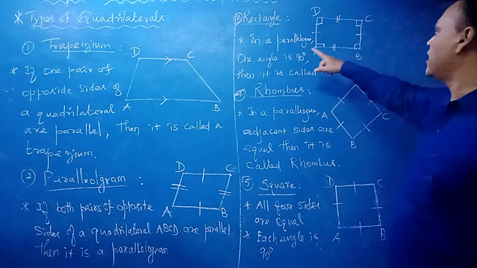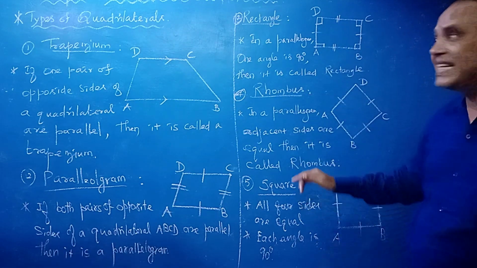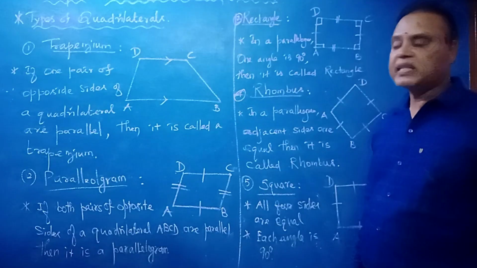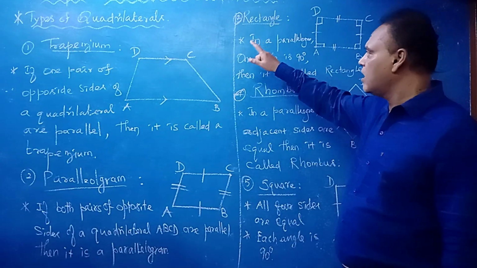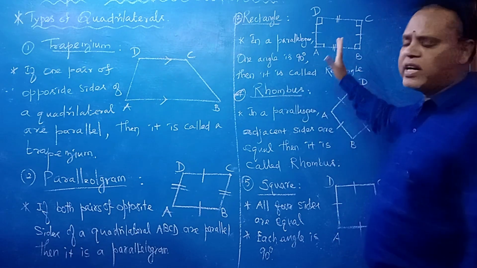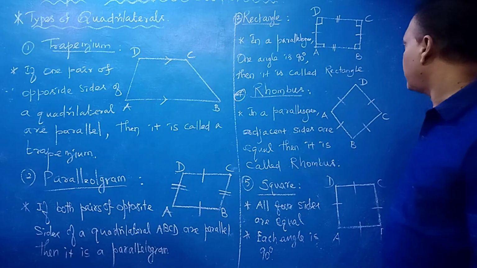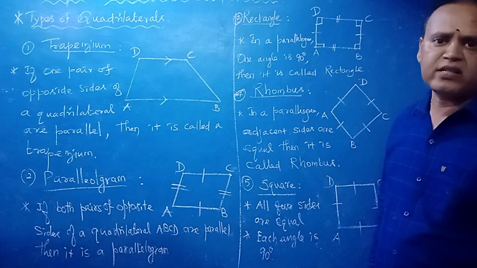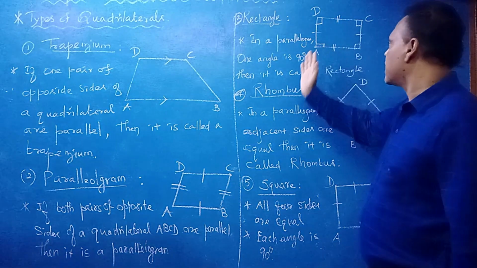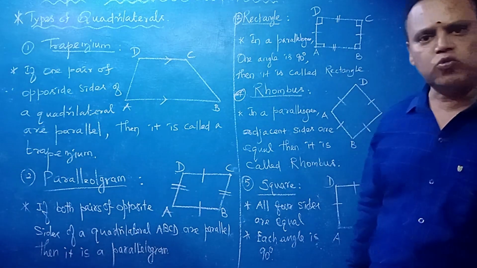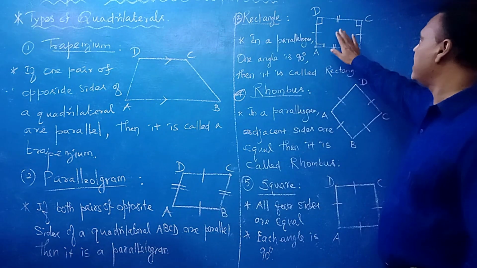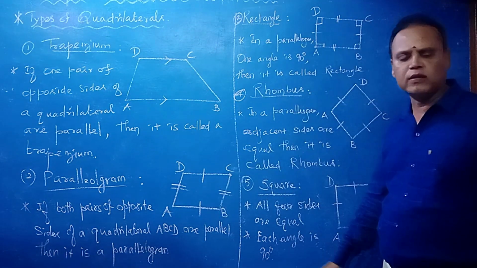See the diagram. Rectangle means the opposite sides are equal, and each angle is 90 degrees. That means in a parallelogram, if one angle is 90 degrees, immediately you can tell it is a rectangle. So automatically what will happen? Diagonals become equal. Parallelogram diagonals are not equal, but rectangle diagonals will become equal.